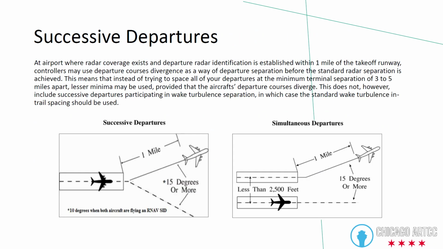Successive departures. At an airport where radar coverage exists and departure radar identification is established within 1 mile, the takeoff runway controllers may use departure course divergence as a way of departure separation before the standard radar separation is achieved. It means instead of trying to space all your departures to the minimum terminal separation of 3 to 5 miles apart, 3 really for us is from the tower to the TRACON, a lesser minimum may be used, provided the aircraft's departure courses diverge. This does not, however, include successive departures participating in wake turbulence separation, in which case the standard wake turbulence in-trail spacing should be used.